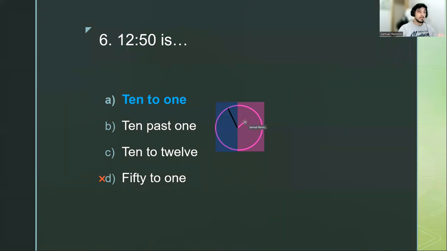Okay, but let's pay attention to this. If we say 10 to 12 is 10 minutes to 12, so that would be 11:50. In 10 minutes, it is going to be 12 o'clock. Okay, so then, why not this one? 10, 1. Okay, in 10 minutes, it's going to be 1.